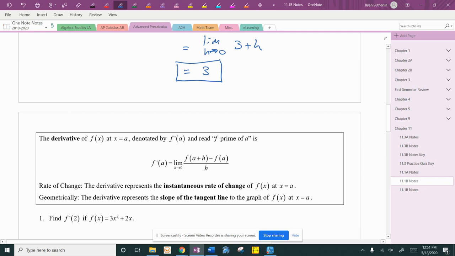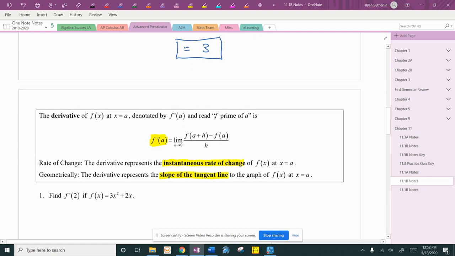Now, what does it represent? A couple of things. In the rate of change, the derivative represents the instantaneous rate of change of f of x at x equals a. Geometrically, average rate of change represented the slope of the secant line. The derivative represents the slope of the tangent line of the graph of f of x at x equals a. So a tangent line just touches the graph at one point. So the whole idea is, if I ask you what is the instantaneous rate of change, what is the slope of the tangent line, what is the derivative at a, I'm asking the exact same question.